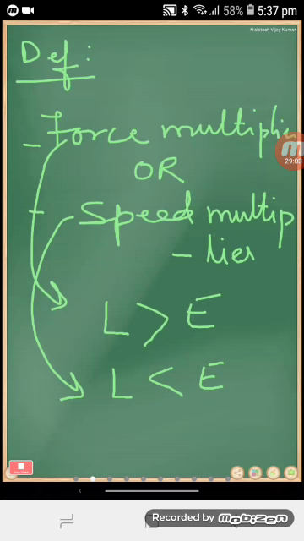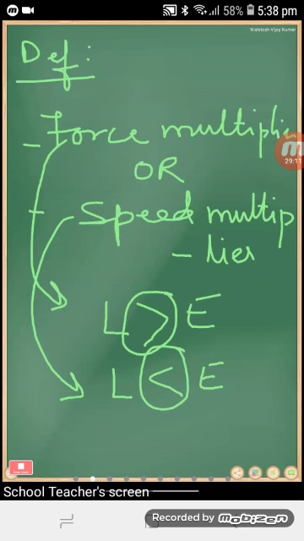Now the same machine cannot have greater than and less than simultaneously. It cannot be small and big at the same time. Load cannot be lesser than effort and greater than effort simultaneously. This is practically impossible, and ideally also it is impossible. So all can take place except these.